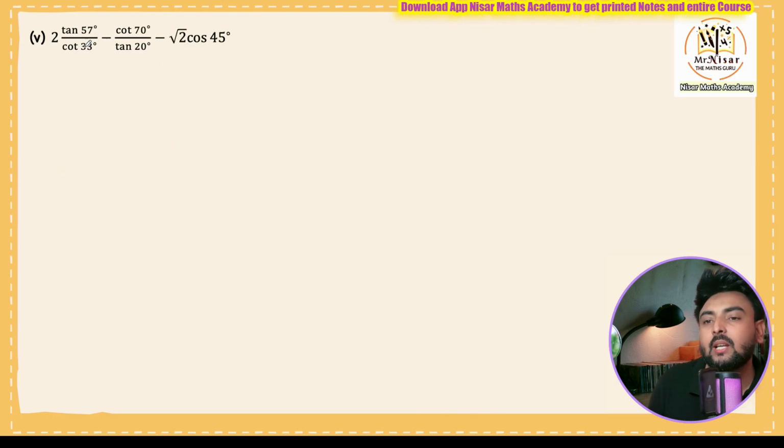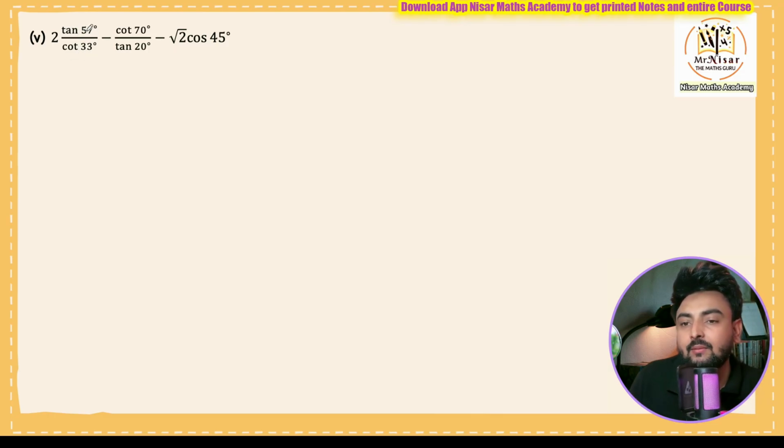The next question we have is 2 tan 57 upon cot 33. So tan and cot are complementary to each other. So I can say that tan 57 means cot 33. Cot 33 will get cancelled here. This is tan 20. Cot 70 means tan 20. These both will also get cancelled. So 2 into 1 minus root 2. Cos 45 value is 1? Is it 1? No, it's 1 by root 2. So that 1 by root 2 will also get cancelled.